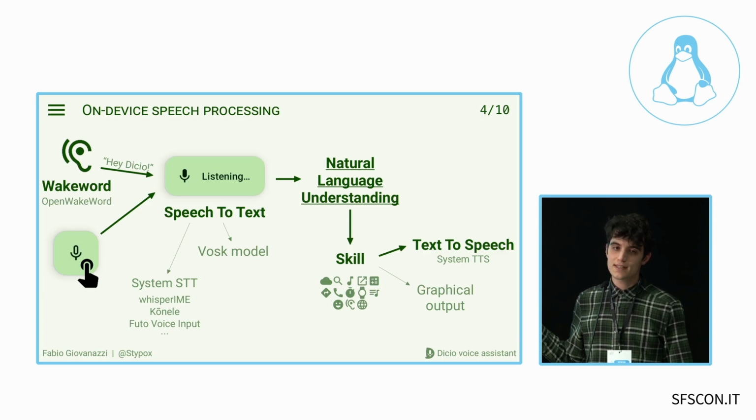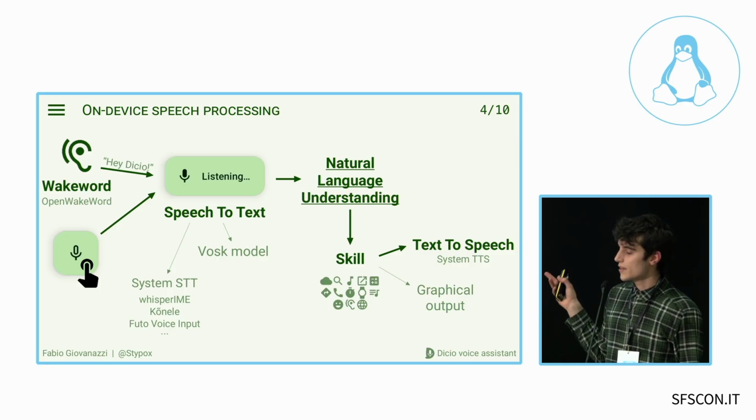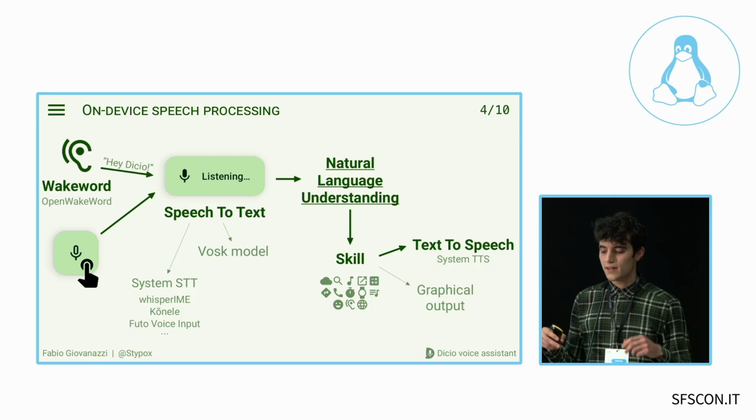Then the speech-to-text model kicks in and starts listening to your voice and converting that to text. And there's integrations with the system, so it can rely on big models installed on the system and optimized for your system. Or it can also rely on a Vosk model, which is embedded directly into the application for ease of use. Then this text gets passed to the natural language understanding unit that tries to understand which skill you are trying to invoke, so what you are trying to do. And then the corresponding skill is called, so you see there at the bottom.